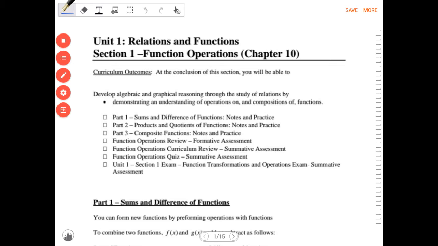And then there is a function operations quiz, that's like a chapter exam. And then we have our Unit 1, Section 1 exam. That is on chapters 1 and 2, function transformations and function operations. Okay, so let's get started.